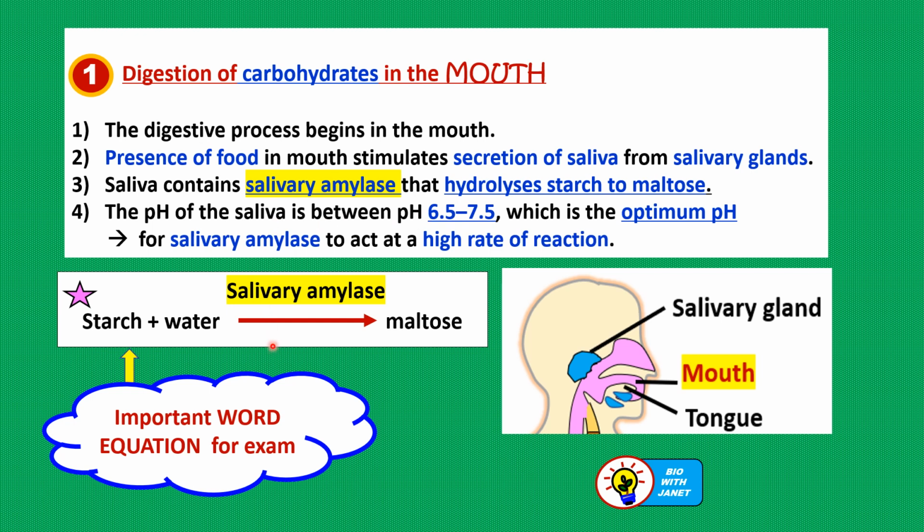So this equation is important for you to remember, especially when a question is asked like, state or write down the word equation for the hydrolysis of starch, or write down the word equation for the hydrolysis of a substance like bread that occurs in the mouth. Okay, so the pH of the saliva is between pH 6.5 to 7.5, neutral condition, which is the optimum pH for salivary amylase to act at a high rate of reaction.